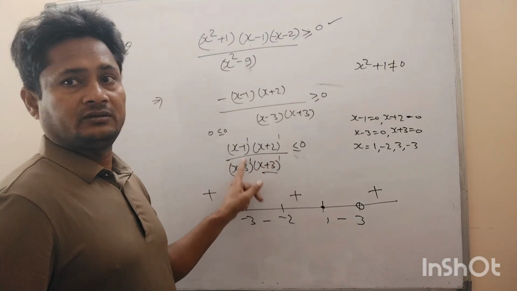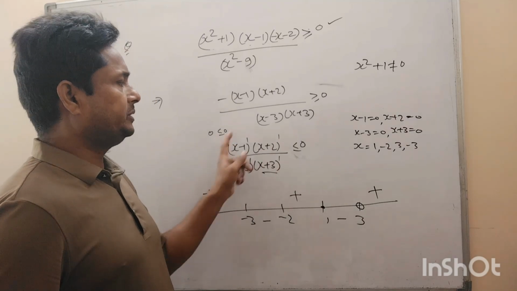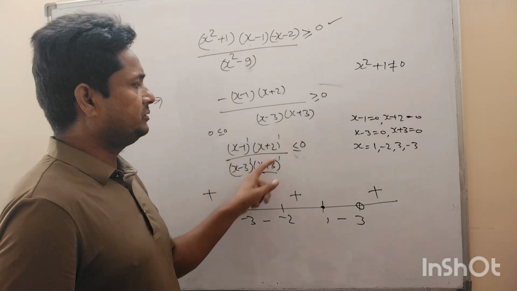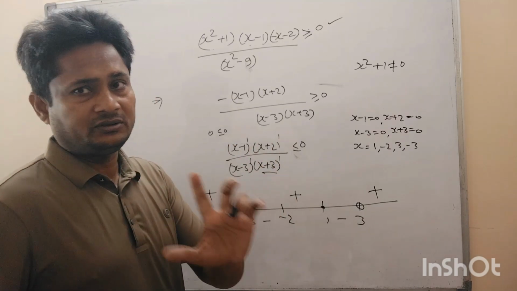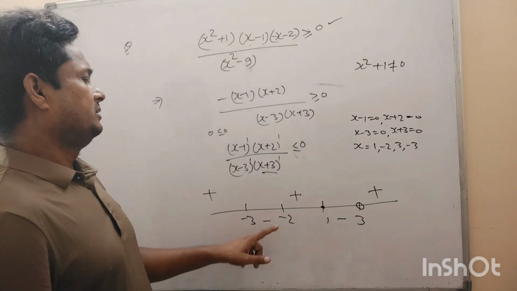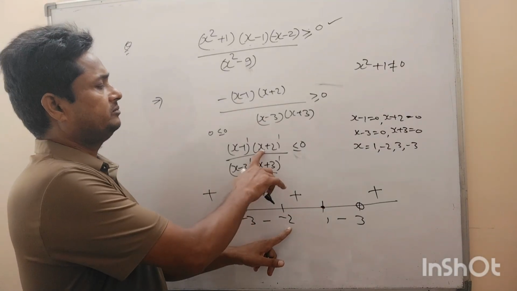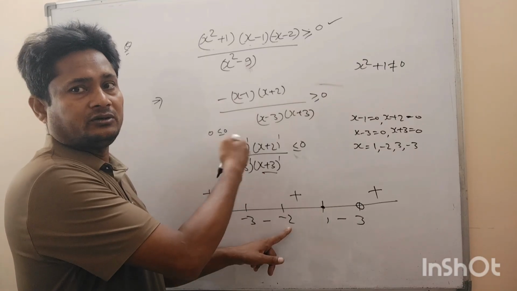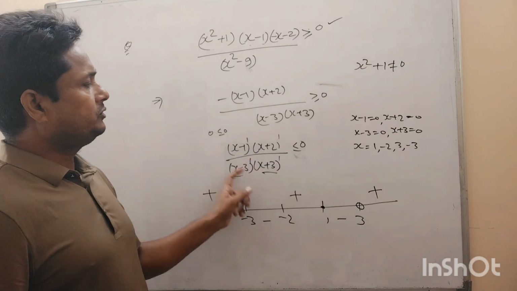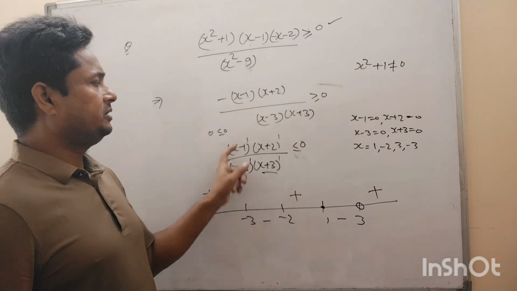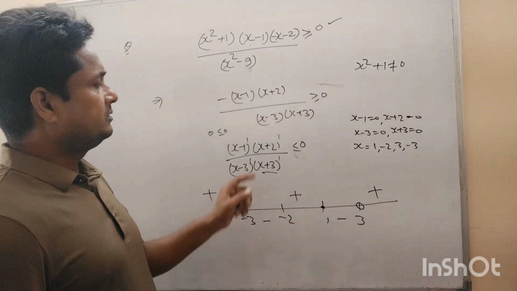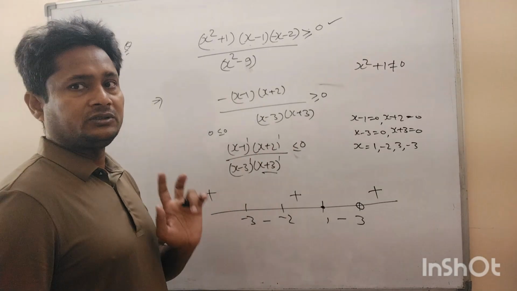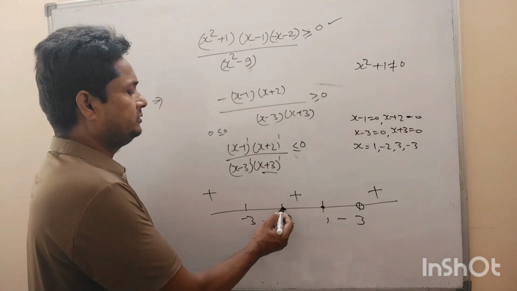Put x equal to 1 in the whole expression, it becomes 0, and 0 less than or equal to 0 is true. So 1 is included. Put minus 2 in every expression, x equal to minus 2, and the whole thing becomes 0. So 0 less than or equal to 0, this is also true. So minus 2 is also included.